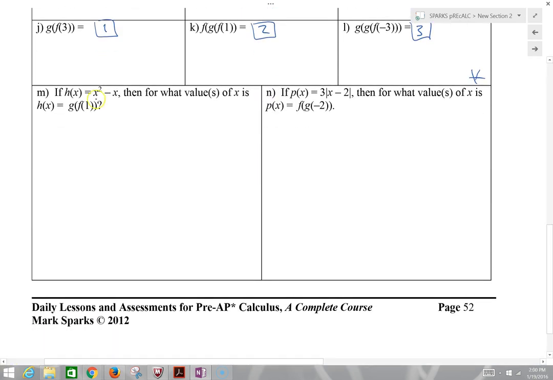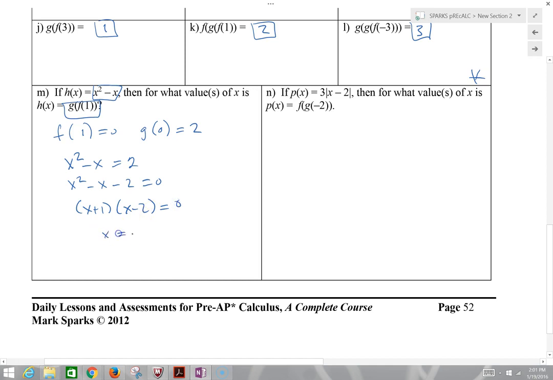So we want to know when h of x, which is x squared minus x, is equal to g of f of g of f of positive 1. So we could find f of 1, which is 0, and then we can find g of that value, which is 2. And we want to know when h of x, which is x squared minus x, is equal to 2. So this is a quadratic, so we're going to have to set this equal to 0. So I subtract 2 from both sides. X squared minus x minus 2 equals 0. This one factors.